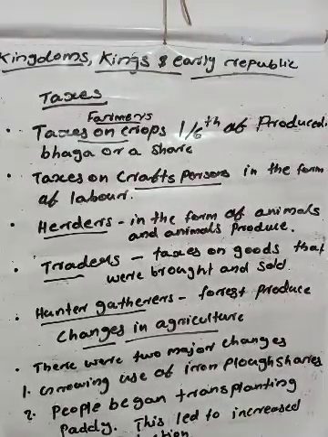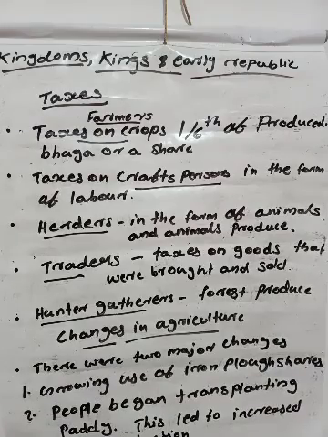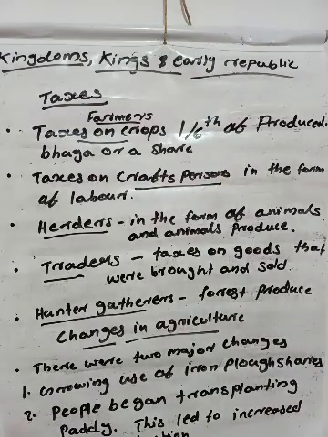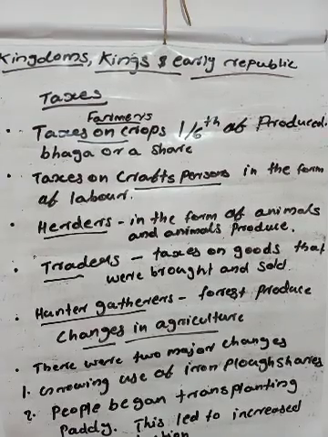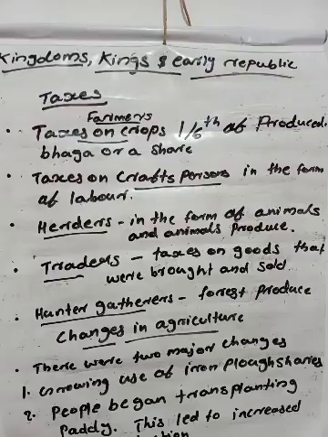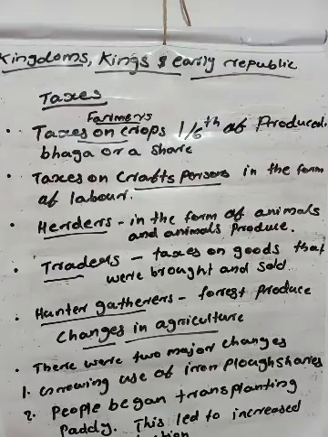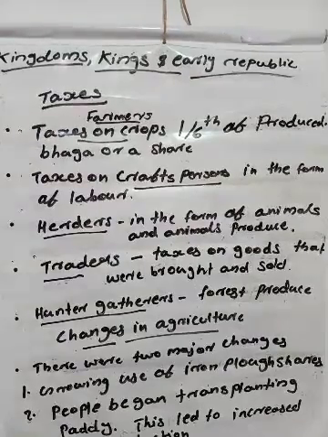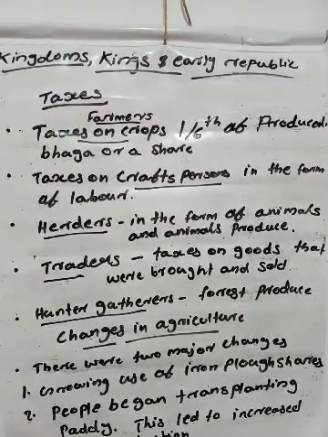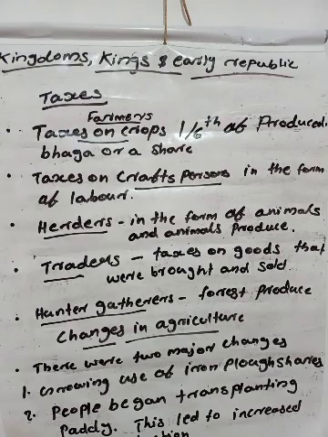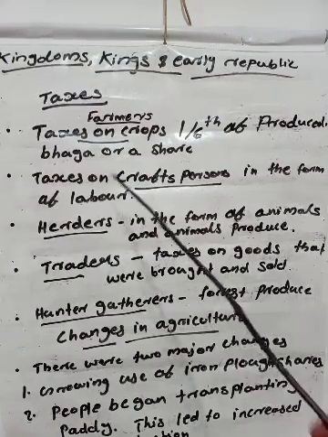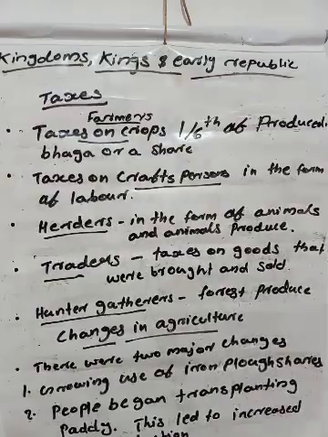Then the second one: taxes on craftspersons, in the form of labor. There were taxes on craftspersons as well. This could have been in the form of labor. For example, a weaver or a smith may have had to work for a day every month for the king. So craftspersons had to work for the king one or two days in a month. They had to make dresses for the kings and so on. That is the tax on craftspersons in the form of labor.